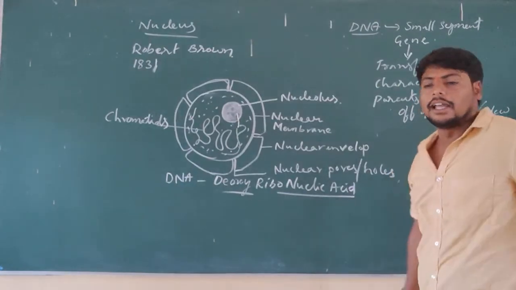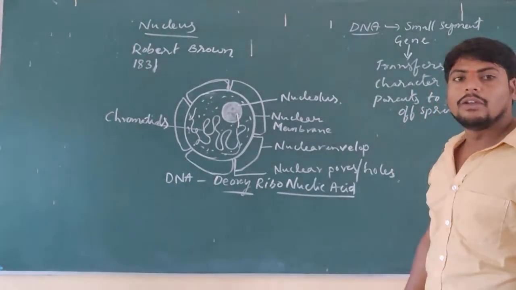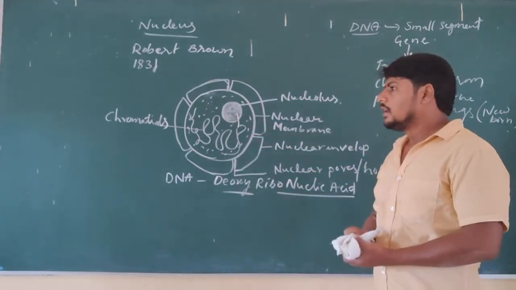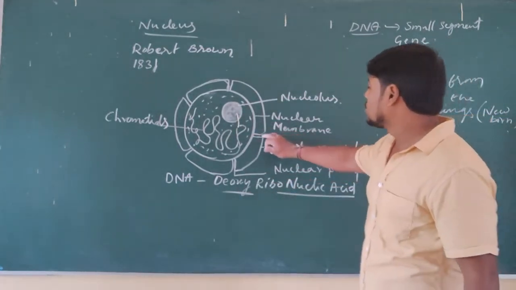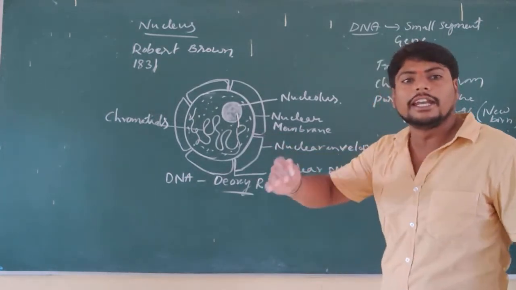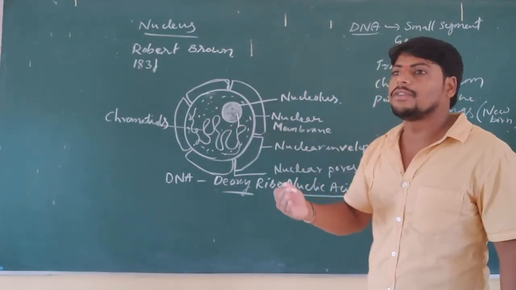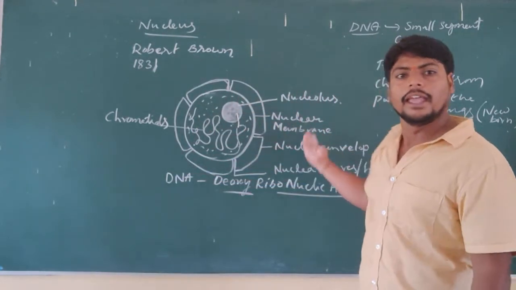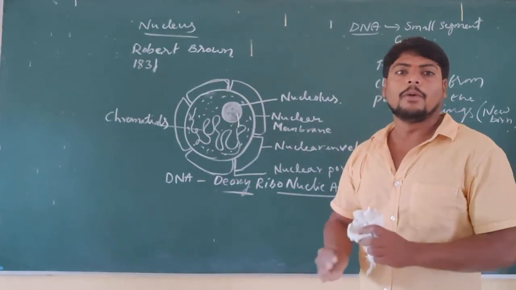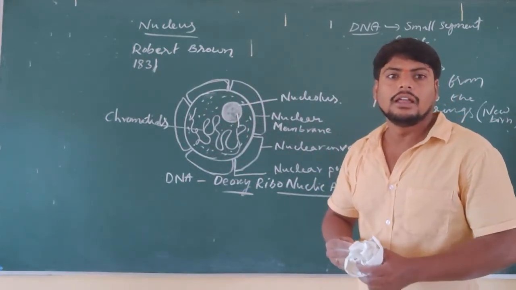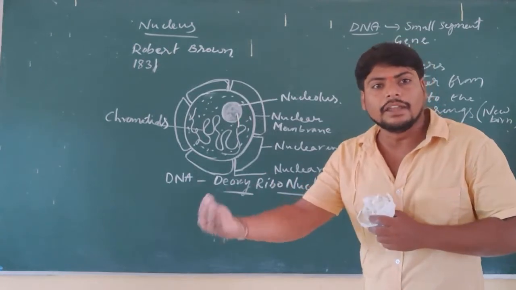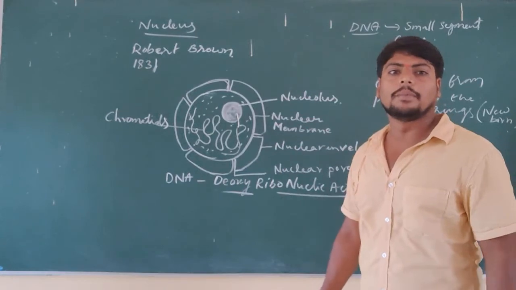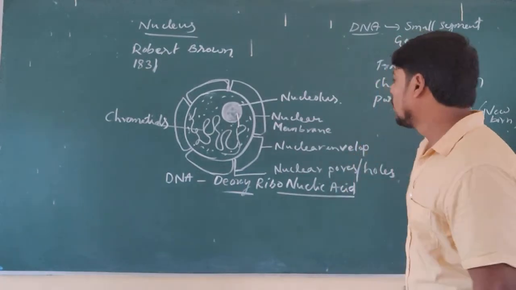In this way, you can see that the DNA plays a key role and is found in the nucleus. The important function of these pores is that they allow entry and exit of substances from the cytoplasm to the nucleoplasm, and from the nucleoplasm to the cytoplasm. That is why the pores are essential: they allow substances into the nucleus and out of the nucleus. That is the importance of the nuclear pores present in the nuclear envelope.